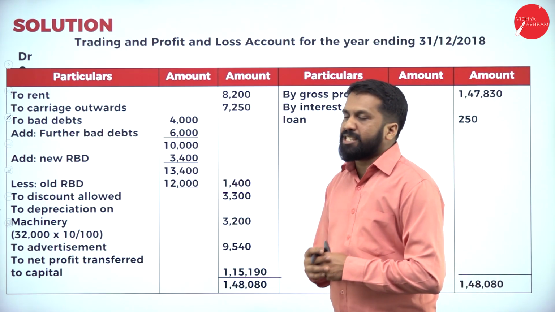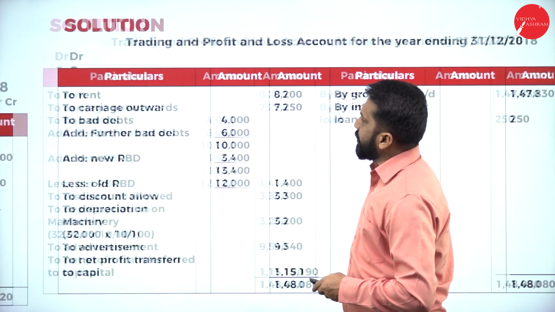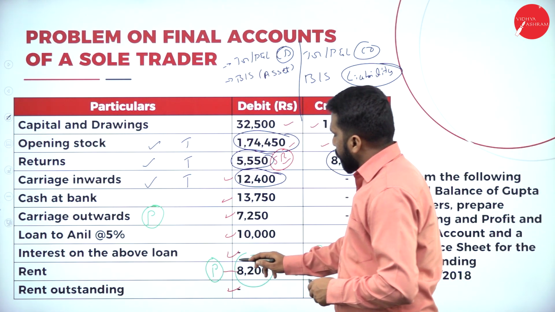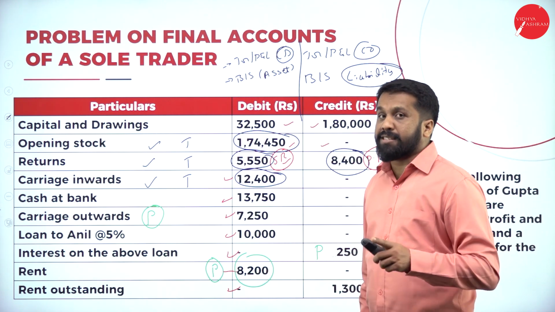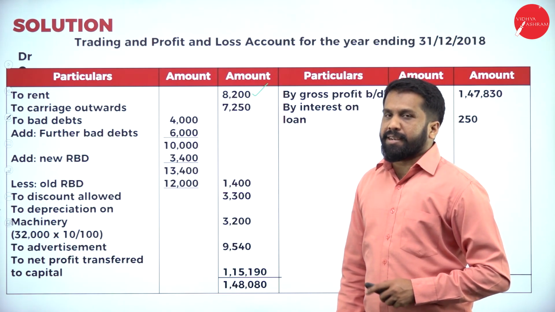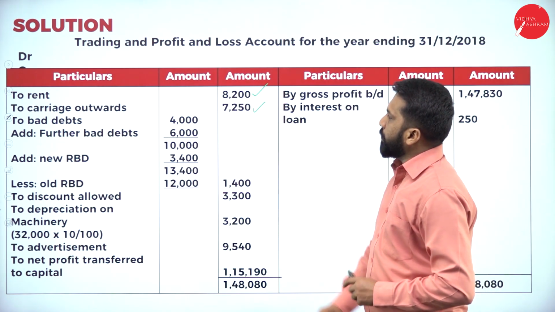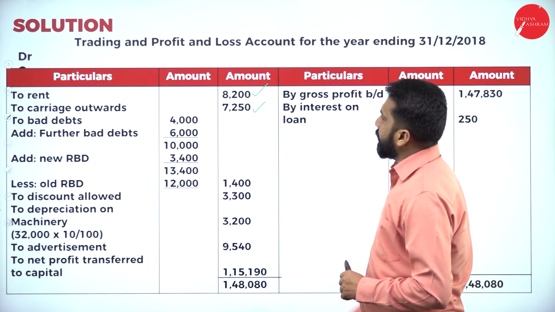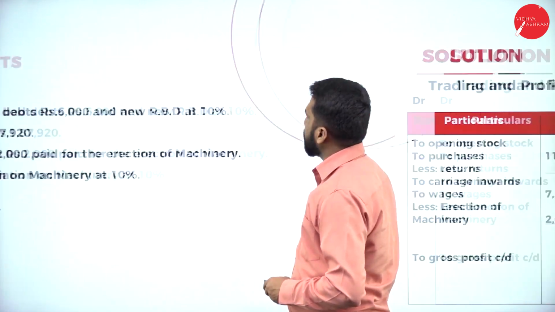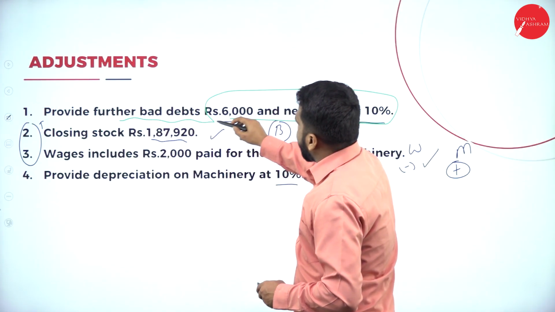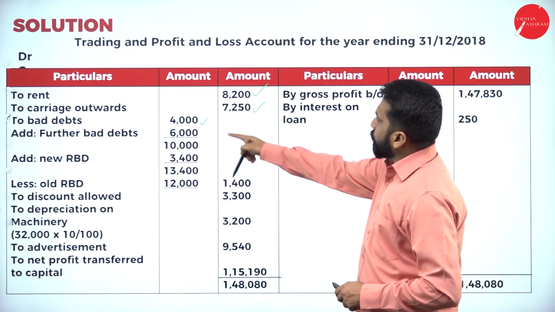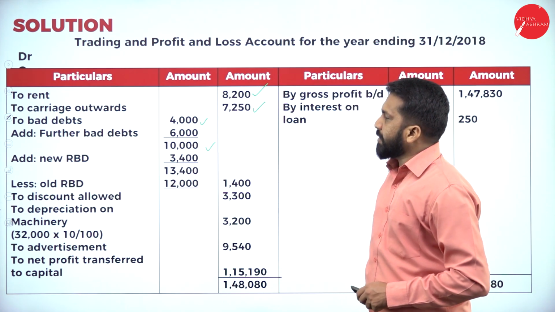Now, rent, as per the question, we copy. I'll show you that. See, your rent is how much? 8,220. Which side? Your debit side. Answer must be debit side only. So your rent comes under debit side. Now, similarly, carriage outward, no adjustment, we have written directly. Bad debts, it is 4,000. I'll go back to your adjustment. Further bad debts, 6,000. We should consider again 6,000. 4,000 plus 6,000, it is 10,000.